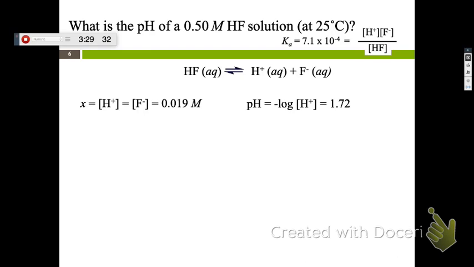Alright, so I want you thinking about what logarithms mean and what they do. The negative log means what is the negative power of that concentration of H plus ions in this case. What about sig figs? How many sig figs is that?